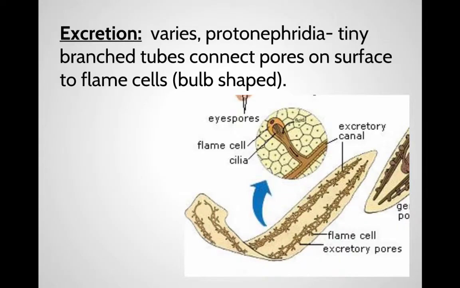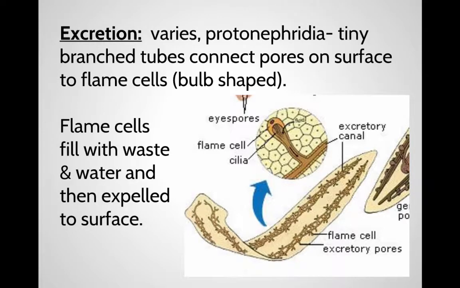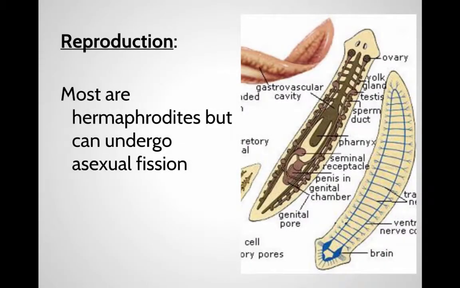In terms of excretion, there are many different types of nitrogenous waste excretion, but many show a structure called protonephridia, which are tiny tubed branches that connect pores on the surface to flame cells, which are bulb-shaped. These flame cells fill with waste and water and then are expelled to the surface. In terms of reproduction, most of them are hermaphroditic with both testes and ovaries, but many can also undergo asexual fission.